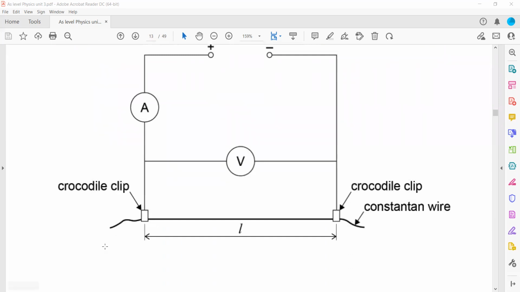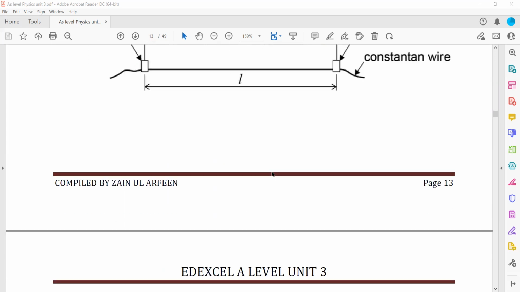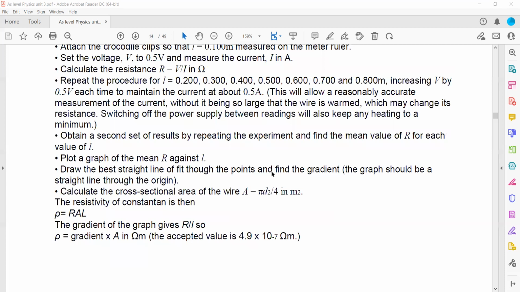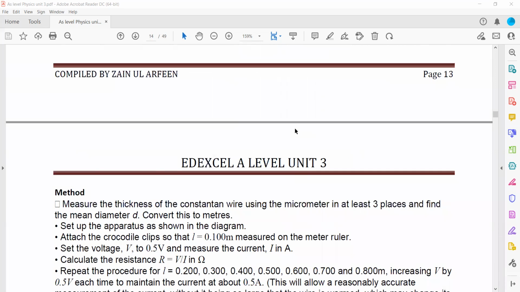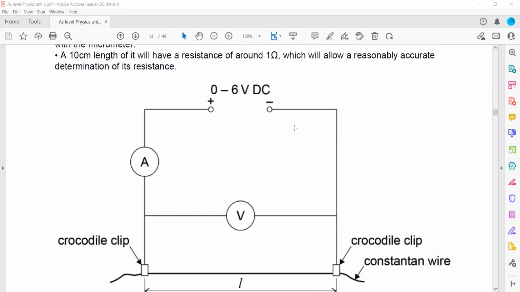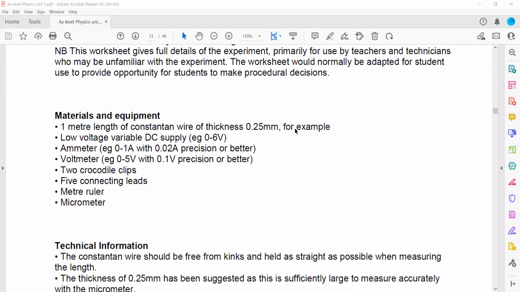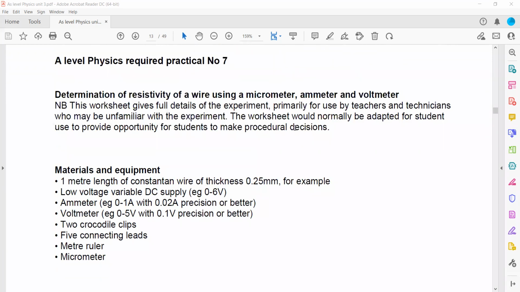As you can see here, using a crocodile clip, we measure the length between the two crocodile clips, and we measure the voltage, current and area of cross section of the wire. So we use the formula R equals rho L by A to determine the resistivity. Is this experiment clear, how to work out the resistivity of a wire? Any doubt in this?